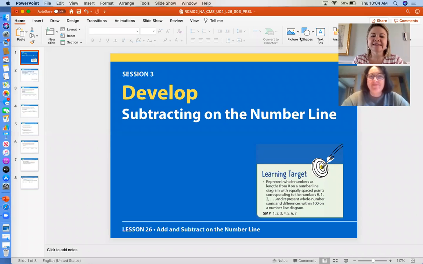Happy Wednesday. Today we are on lesson 26, day 3, and we're going to be discussing subtracting on the number line. So we've talked a lot about how adding on the number line can be easier, so today's going to be a challenge day for us, but I know you are up for the challenge. Here is the first slide.